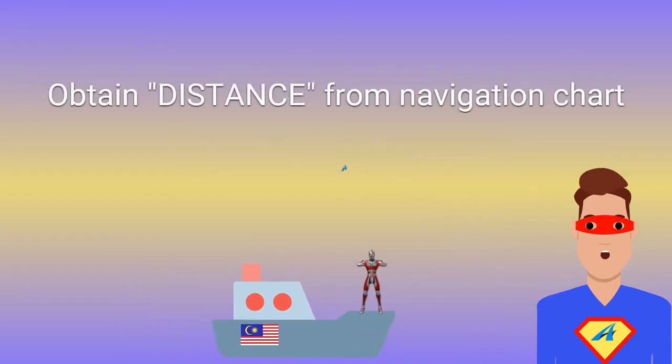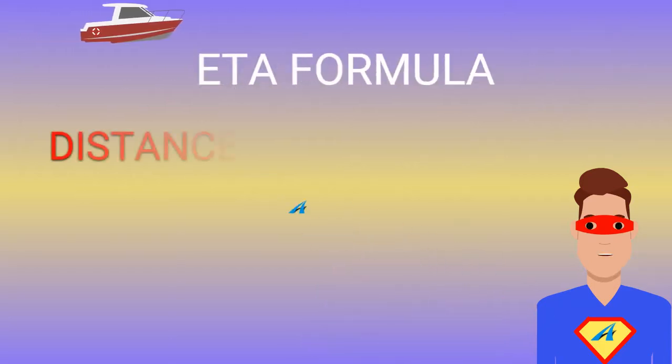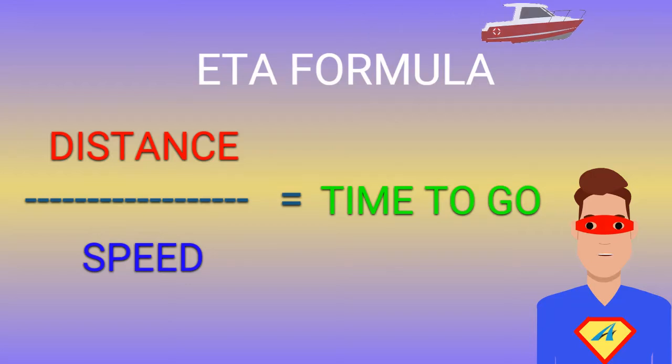What are the information necessary to calculate E.T.A.? Obtain distance from navigation chart and anticipate tow speed. The formula is, distance divided by speed, equal to time to go from present location to next destination.